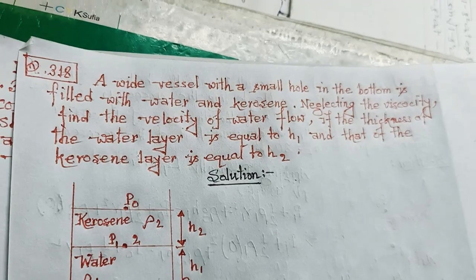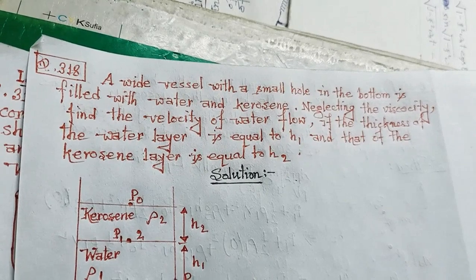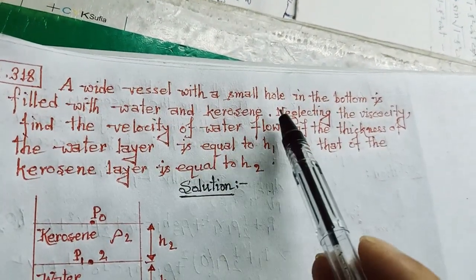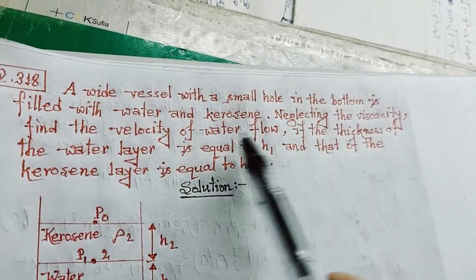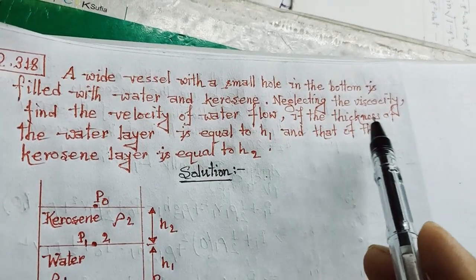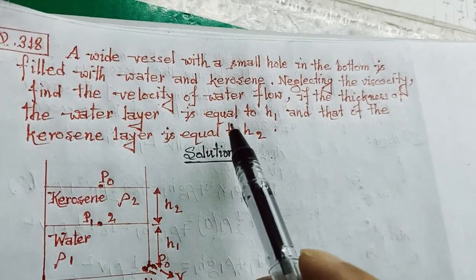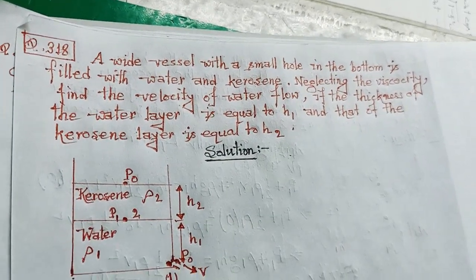Here is question number 318 from Irodov from fluid mechanics or hydrodynamics. In the question it is given that a wide vessel with a small hole in the bottom is filled with water and kerosene. Neglecting the viscosity, find the velocity of the water flow if the thickness of the water layer is equal to h1 and that of the kerosene layer is equal to h2.